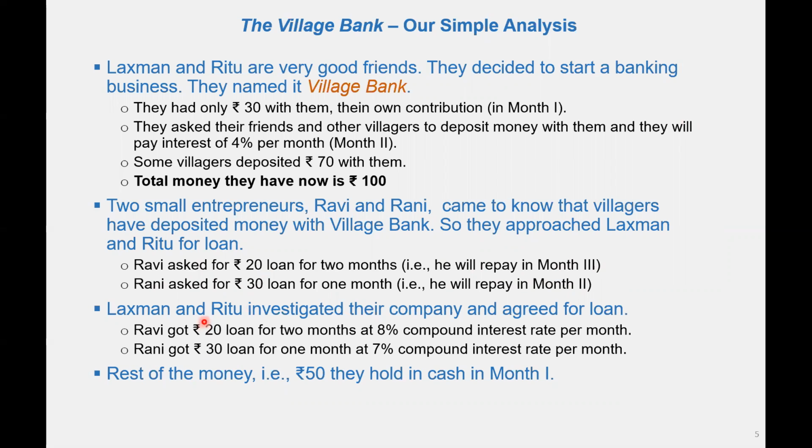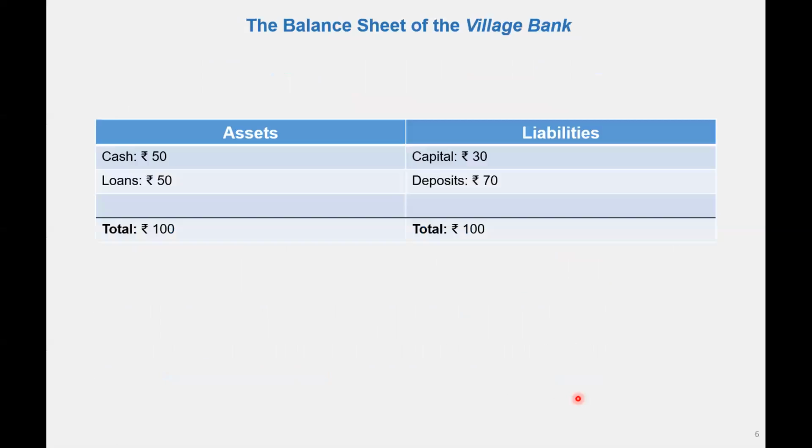So Lakshmana and Ritu investigated the companies of Rabi and Rani, and they found that they are fine companies, they are doing well. So based on that, they extended the credit. Now out of 100 rupees, they extended 50 rupees as credit. The remaining 50 rupees, they hold in the form of cash.